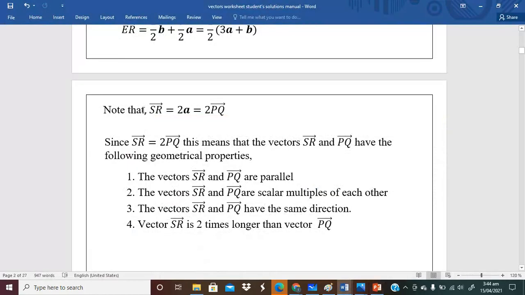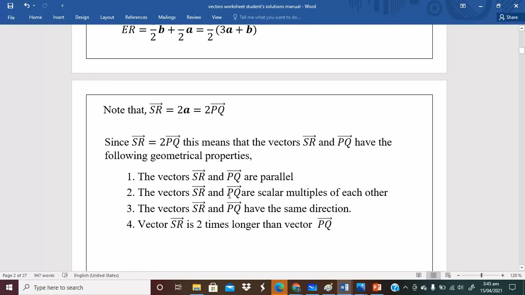And so notice what this is saying. Note that the vector SR equals 2A, which is 2P, which is 2PQ. And since the vector SR equals 2PQ, this means that the vectors SR and PQ have the following geometrical properties. Number one, the vectors are parallel. Number two, the vectors are scalar multiples of each other. If they are parallel, then they're scalar multiples of each other. That's what it means for these two vectors to be parallel. The vectors SR and PQ have the same direction, and vector SR is 2 times longer than PQ.